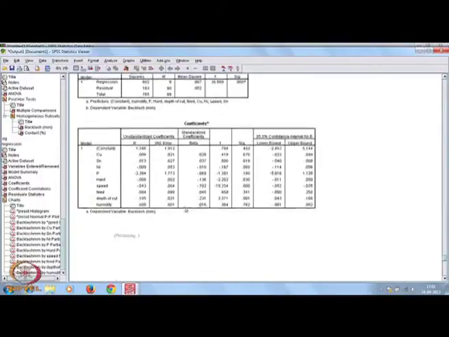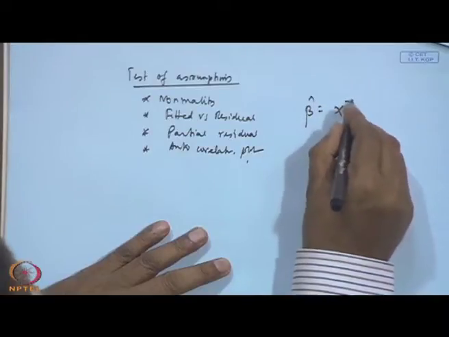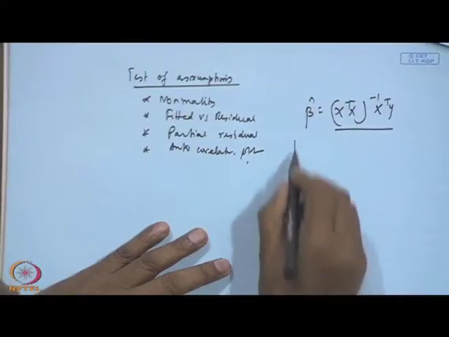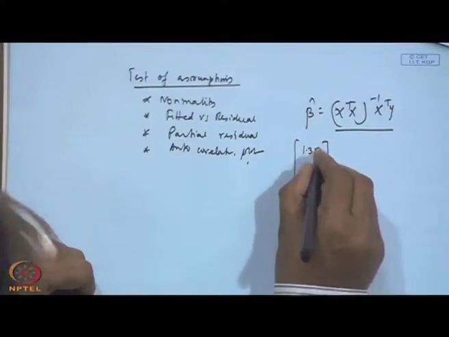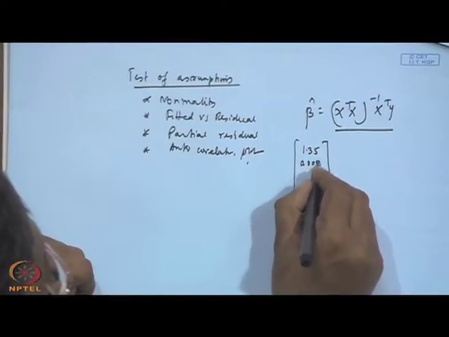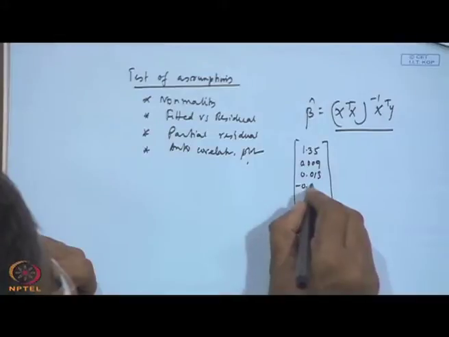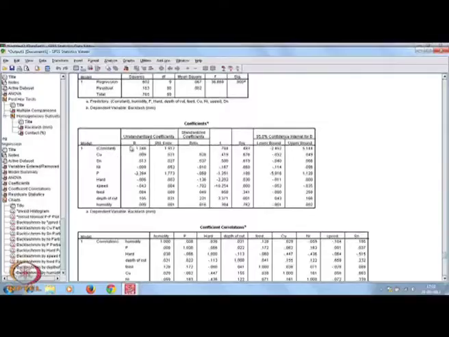Then you see this is the parameter estimate. So, constant, copper, silicon, all those things, and these are the beta values. These are the beta values, meaning beta cap equal to (x transpose x) inverse x transpose y. These values you are getting here: 1.35, then 0.009, 0.013, then minus 0.009, like this. Now, come back to this SPSS output.